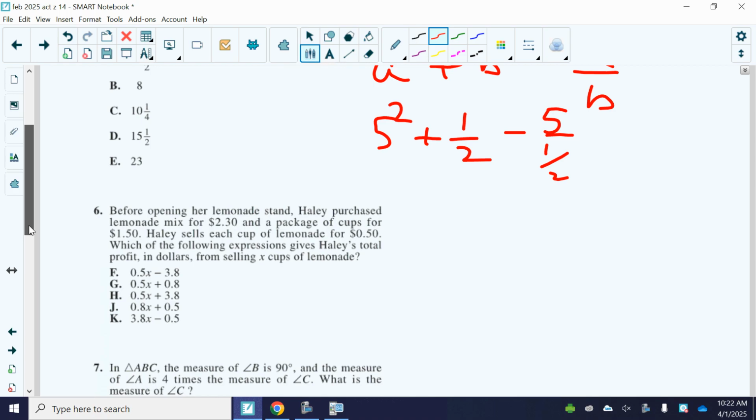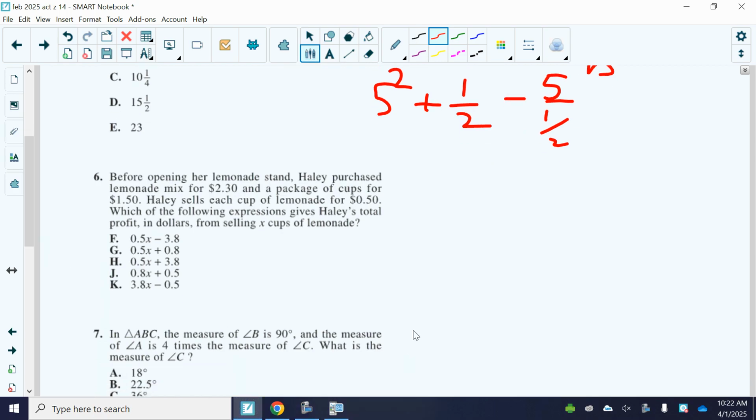So what am I doing? I'm purchasing lemonade and cups. So these are my purchases. So I add these two together. I am 380 in the hole before I start the game. Now I sell cups of lemonade for 50 cents each, which describes the profit.